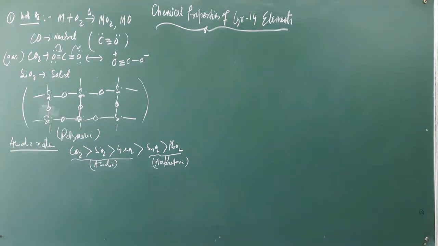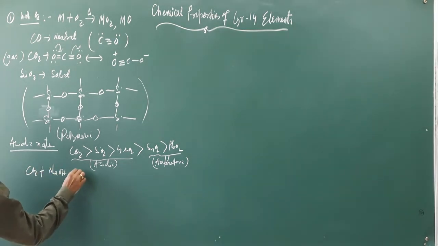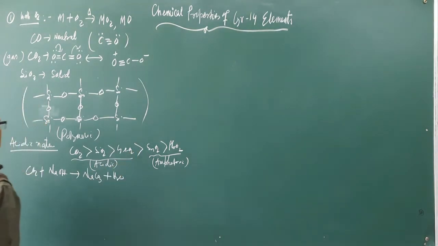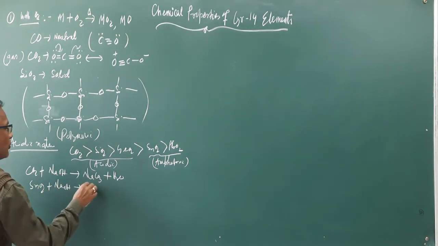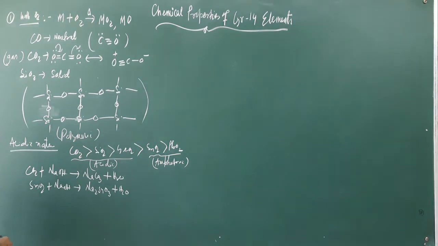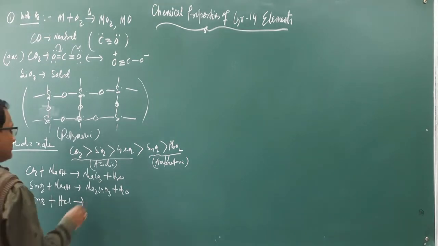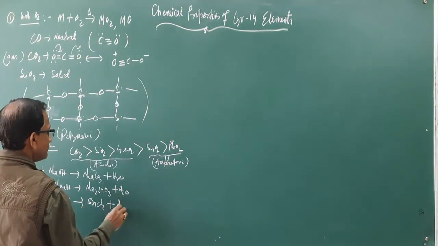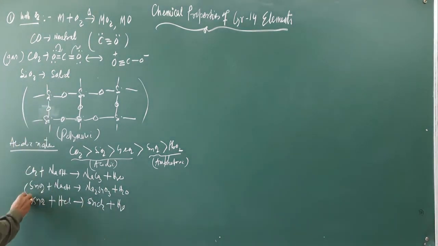If you see the reactions, CO2 reacts with base forming sodium carbonate and water. Tin SnO2 reacts with base forming sodium stannate and water, and the same SnO2 reacts with hydrochloric acid forming SnCl4 plus water. So it is amphoteric in character: it reacts with base and it reacts with acid.